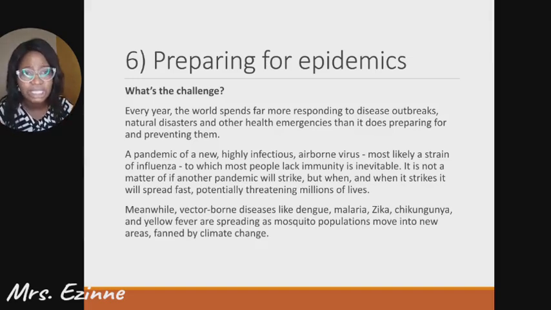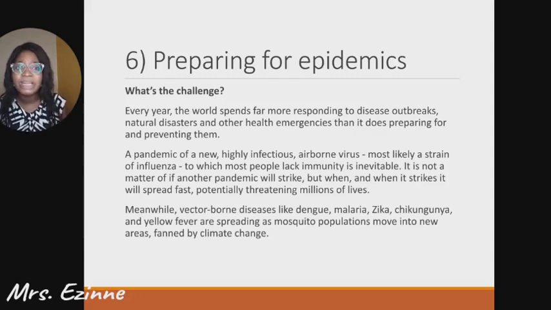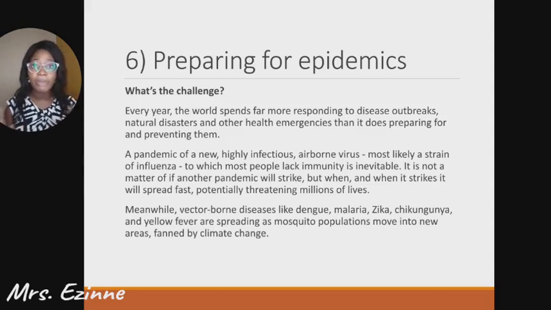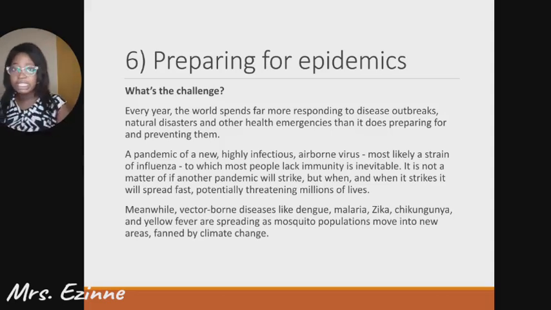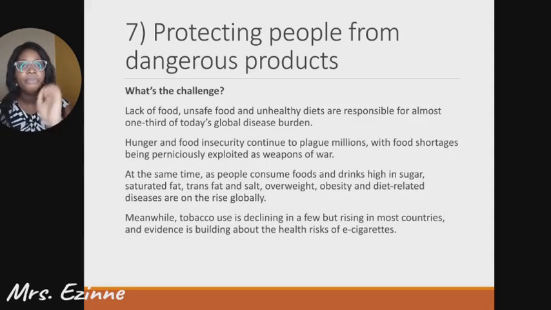Meanwhile, vector-borne diseases like dengue, malaria, Zika, and the rest are spreading as mosquito populations are moving into new areas, fanned by climate change. Like I explained in the first one, climate change is helping the mosquitoes to move, to migrate, and as they migrate, the disease is migrating with them, if you get what I mean. So it's a very, very big problem.